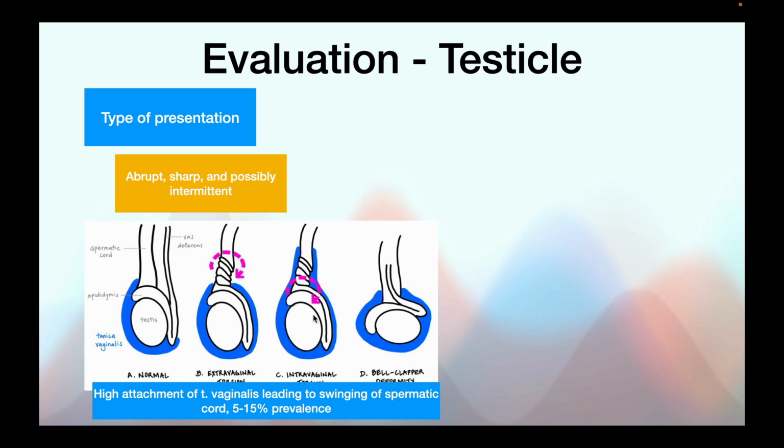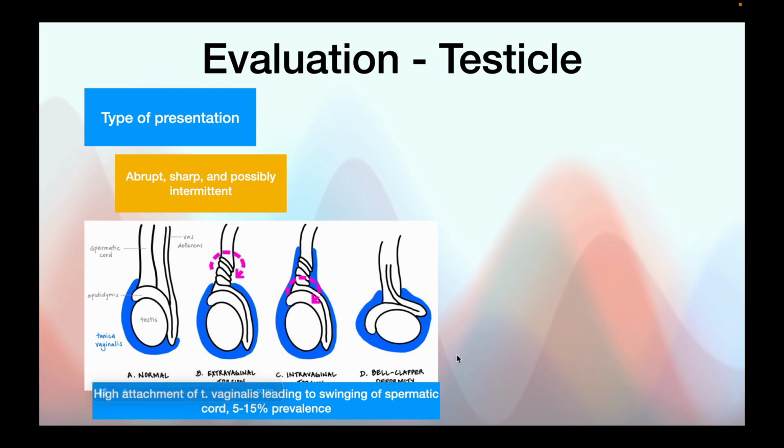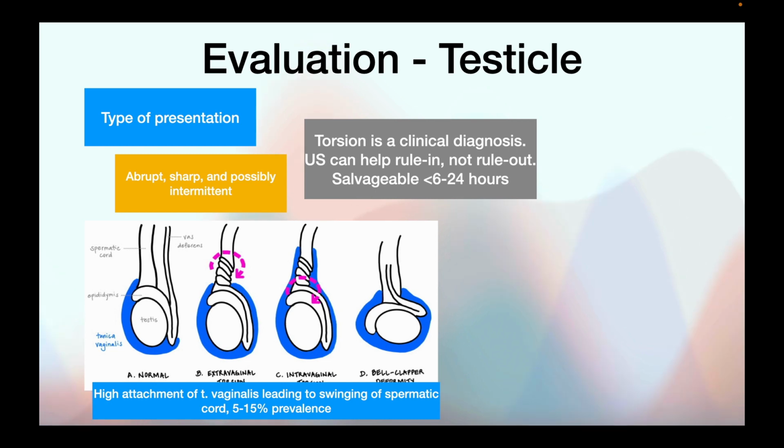And testicular torsion is torsion around the spermatic cord so that you have ischemia to the testicle itself. Oftentimes it is associated with something called a bell clapper deformity, where the tunica vaginalis attaches higher than usual and not around the testicle itself. And because of this, there's an increased likelihood of twisting around the spermatic cord and leading to torsion. And really important to mention is torsion is a clinical diagnosis. So while ultrasound can help to rule it in, you cannot use it to rule it out.